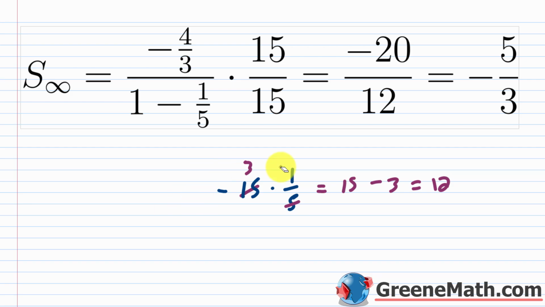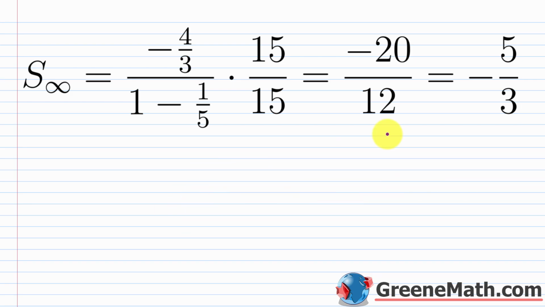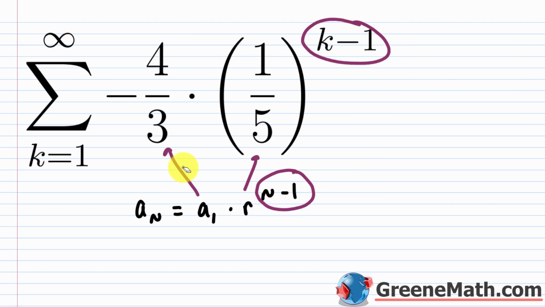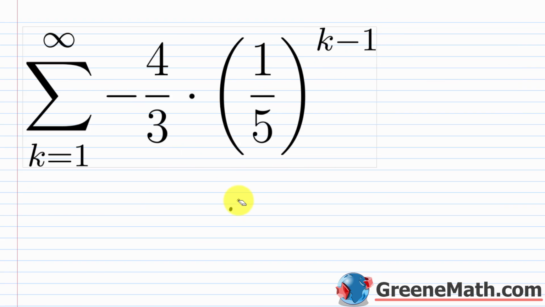So what you end up with is -20 over 12. And if you simplify that, you can write this as -1 times 5 times 4 over 4 times 3. And we'll cancel this 4 with this 4. So this equals -5/3. So that's where that's going to come from. Now I'll go back up and just write this with the summation notation. So I'm just going to say that the sum as k goes from 1 to infinity of -4/3 times 1/5 raised to the power of k minus 1 is going to be equal to -5/3.